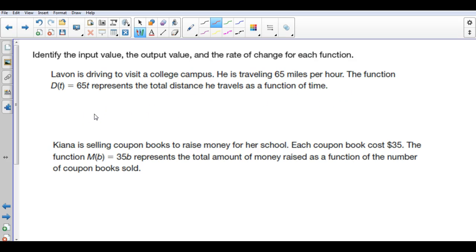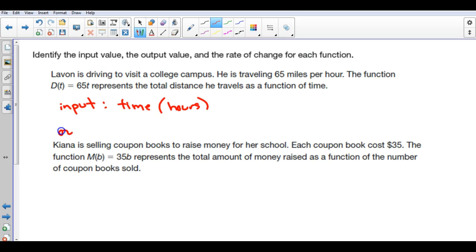So I want you to imagine this person's getting into a car and just starting a stopwatch, and they're just going to drive, and as soon as they pull over their car, they're stopping that stopwatch. So what are they controlling? Well, they're controlling how long they're driving. So what that means is that my input value, my independent quantity here, is going to be time. And in this case, it's going to be measured in hours.